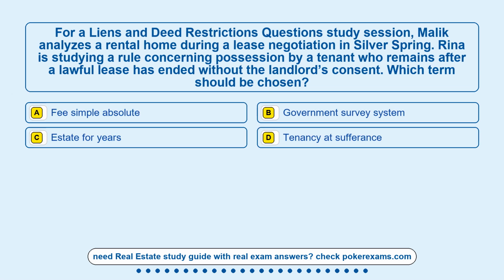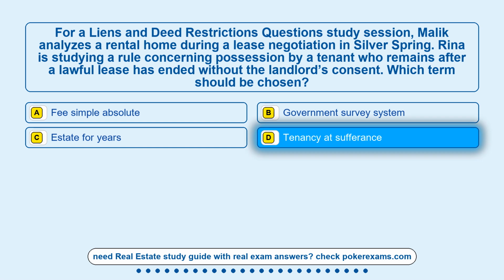Question 17. For a liens and deed restrictions question study session, Malik analyzes a rental home during a lease negotiation in Silver Spring. Rena is studying a rule concerning possession by a tenant who remains after a lawful lease has ended without the landlord's consent. Which term should be chosen? Option A, a fee simple absolute. Option B, government survey system. Option C, estate for years. Option D, tenancy at sufferance. The correct answer is option D, tenancy at sufferance.